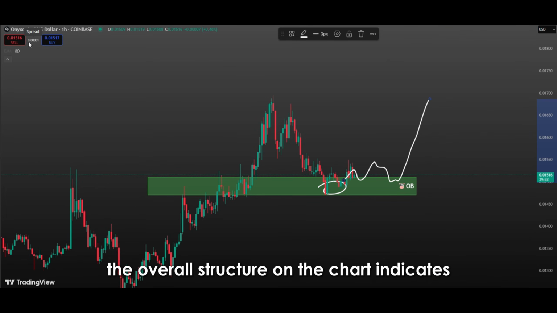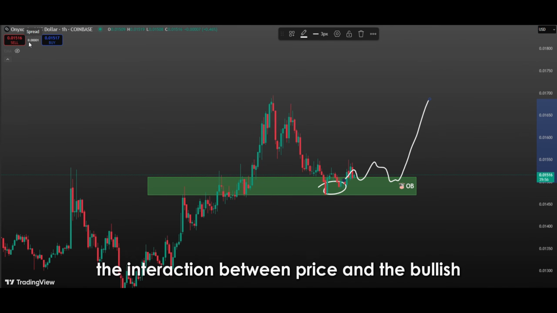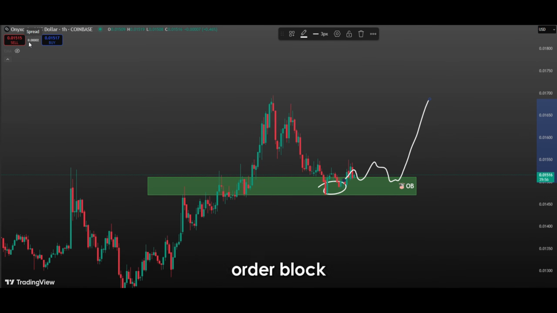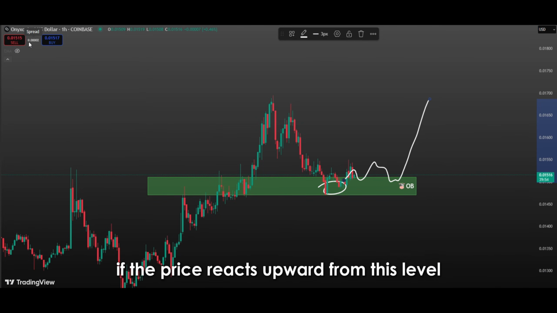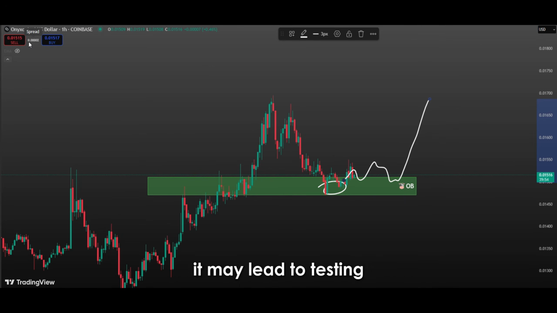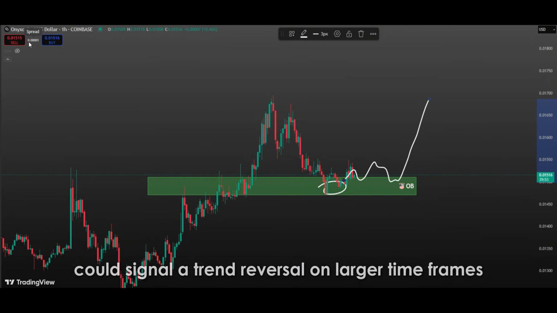The overall structure on the chart indicates that the market is currently at a decision point. The interaction between price and the bullish order block could be highly decisive for future price movements. If the price reacts upward from this level, it may lead to testing and eventually breaking previous resistance levels. This in turn could signal a trend reversal on larger time frames.